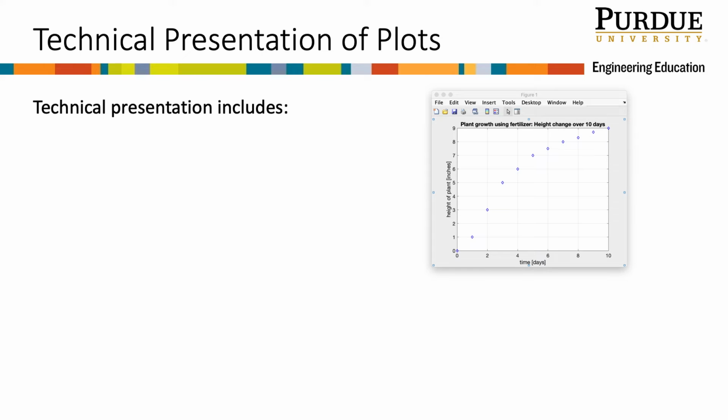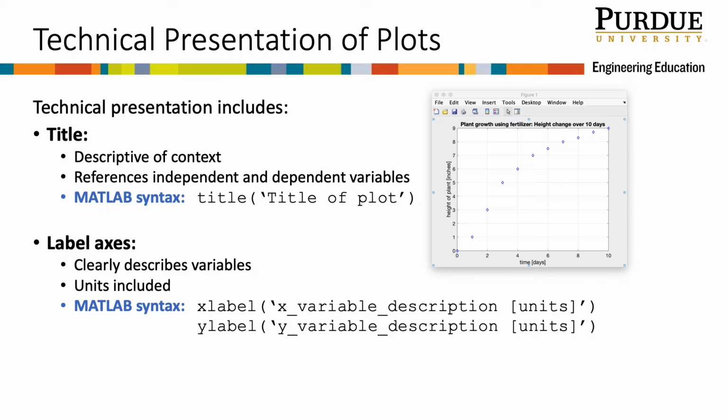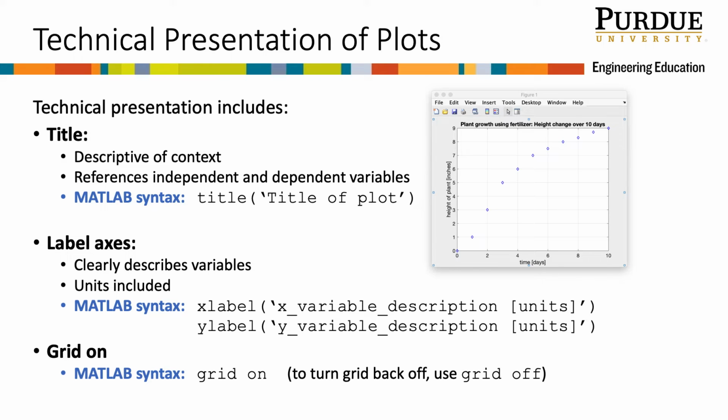The next step is to make sure that the plot is suitable for technical presentation. This means it needs a descriptive title that references the independent and dependent variables, as well as the context. The axis labels must be clear and include units. And the grid needs to be turned on so that I can better interpret the plot.